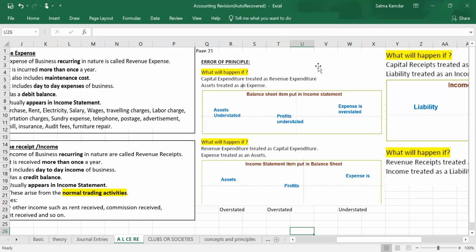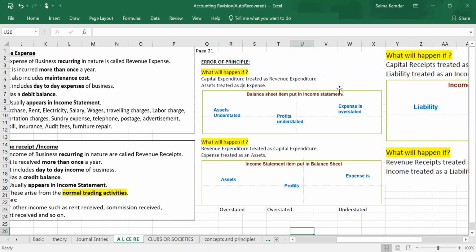Your assets are treated as an expense, no? So the items of the balance sheet we put into the income statement then. Yes. So balance sheet items will be less, right? So assets will be understated. Assets will be understated. How about expense?